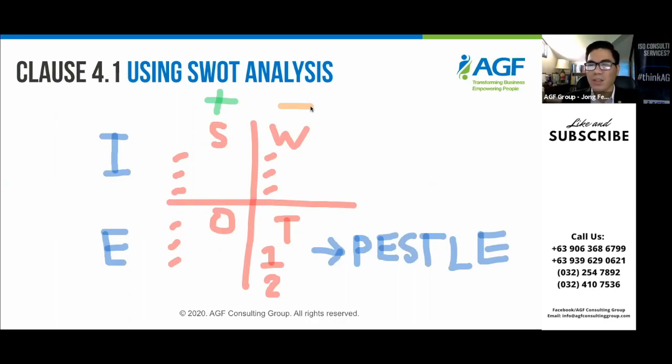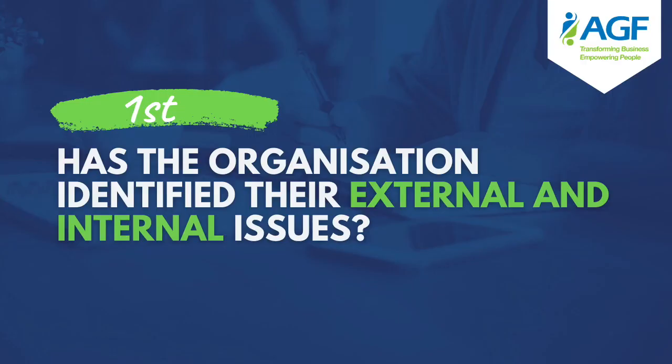Obviously, when auditing your 4.1, you may not necessarily ask your auditee to present to you the SWOT, because like I said, first things first, there may be other tools that your organization can use in determining your internal and external issues. Whatever the case may be, the auditee should be able to present this in whatever document. But again, this is a best practice. So the first audit point here, of course, is the identification. Have they identified their external and internal issues?